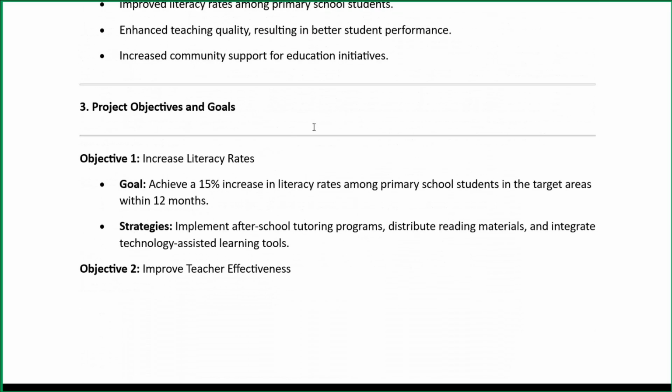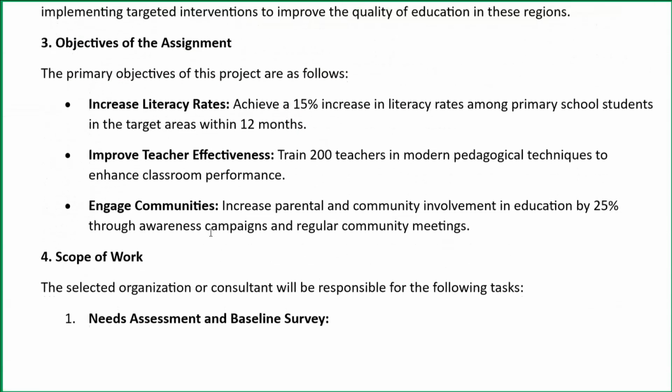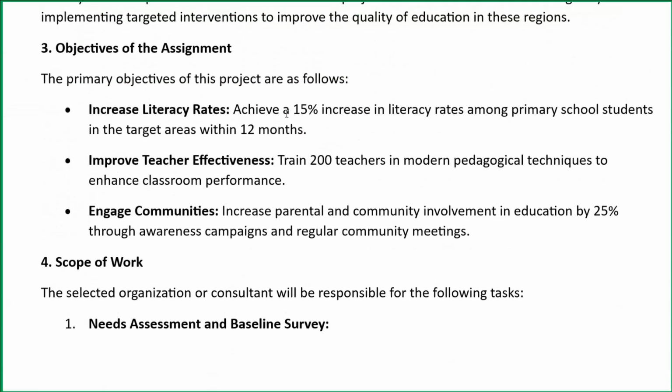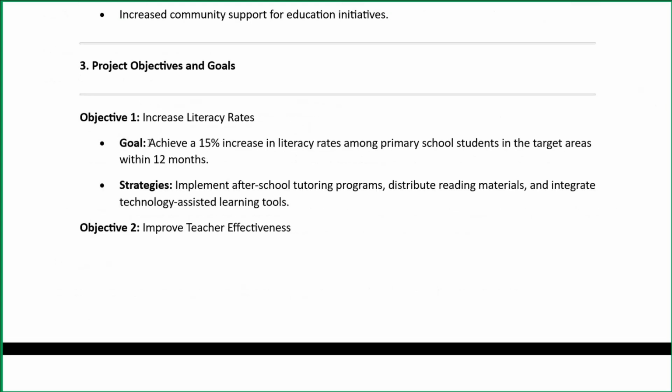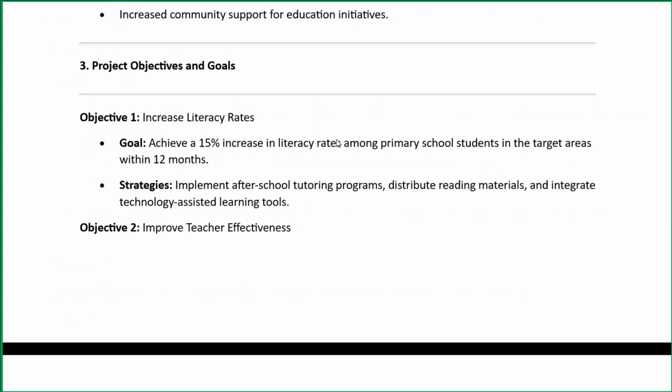Then we have project objectives and goals. So those project objectives and goals were already given in the TOR. Here you can see this is the TOR part. Increase literacy rate, achieve a 15% increase in literacy rates. Here you can see achieve a 15%. You must align your proposal with the TOR. Whatever they ask for, you need to respond to that.